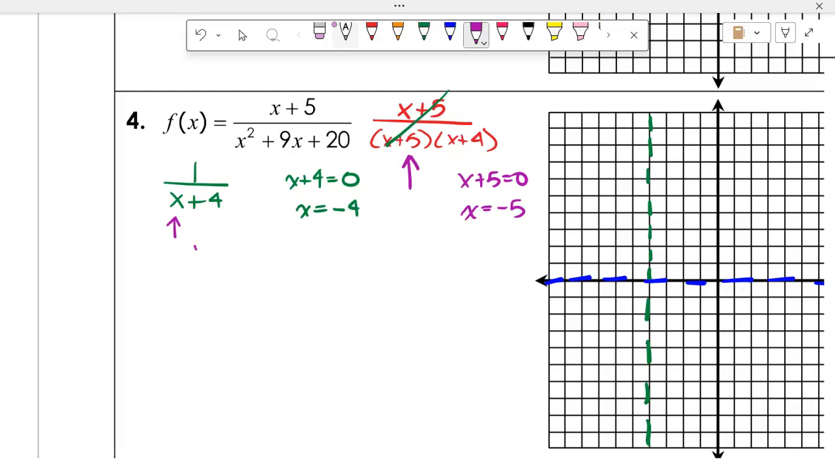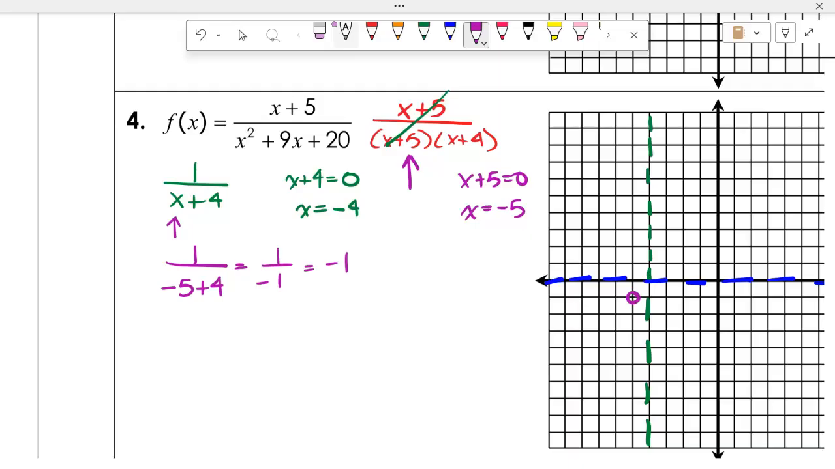But if I come over here and I plug in a -5 right here, so I have 1 over -5 plus 4, well, that gets me 1 over -1. That's not a problem, is it? That just equals -1. And that's exactly the location of my hole. It's at -5, -1.